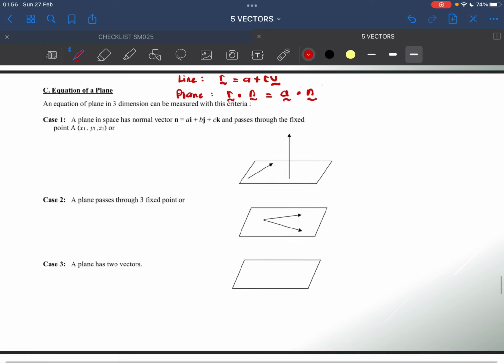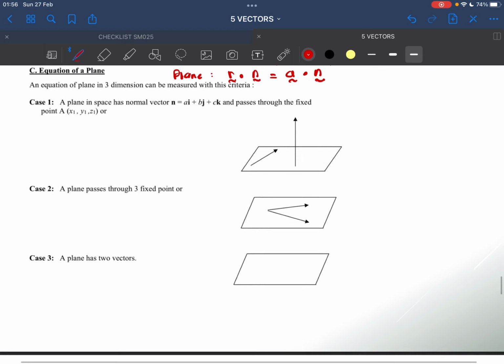So here, as you can see, we have three cases normally in the question. The first one is a plane in space that has a normal vector, and so it is very important to find the normal. Normal here, you have to know that normal is just the same thing as perpendicular. Okay, so normal vector and passes through the fixed point A.